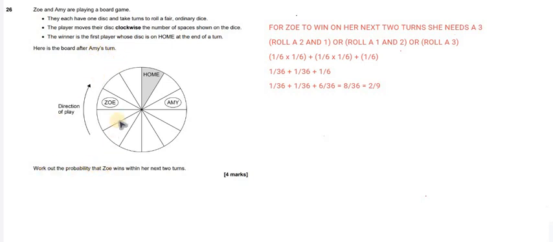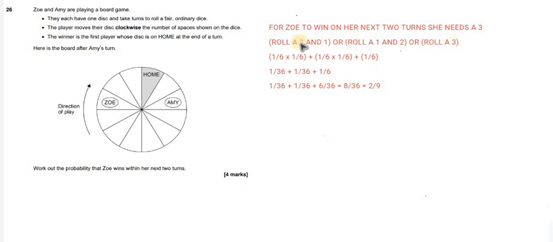Work out the probability that Zoe wins within her next 2 turns. So, for Zoe to win on her next 2 turns, she needs a 3. The possibilities of her doing that come with this. She rolls a 2 and a 1, or she rolls a 1 and a 2, or she rolls a 3 on her first go, and the game is over.